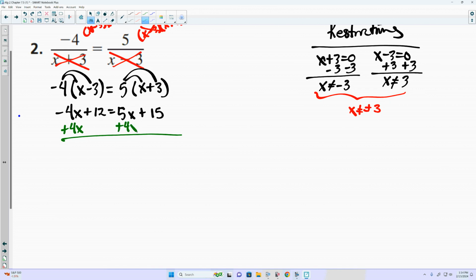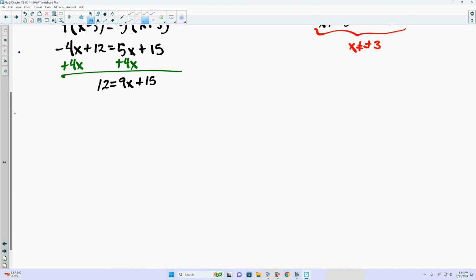So we can add 4x to both sides, telling us 12 is equal to 9x plus 15. 4x and 5x, 5 plus 4, and then you minus 12. 15. Because we want to get the x by itself. 9x is equal to negative 3.